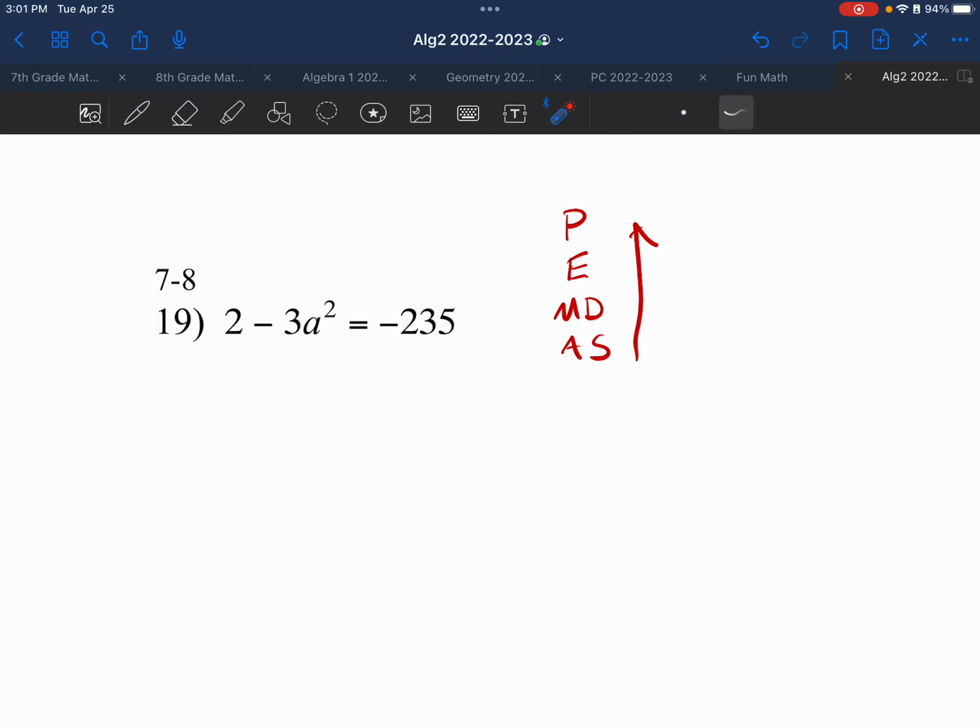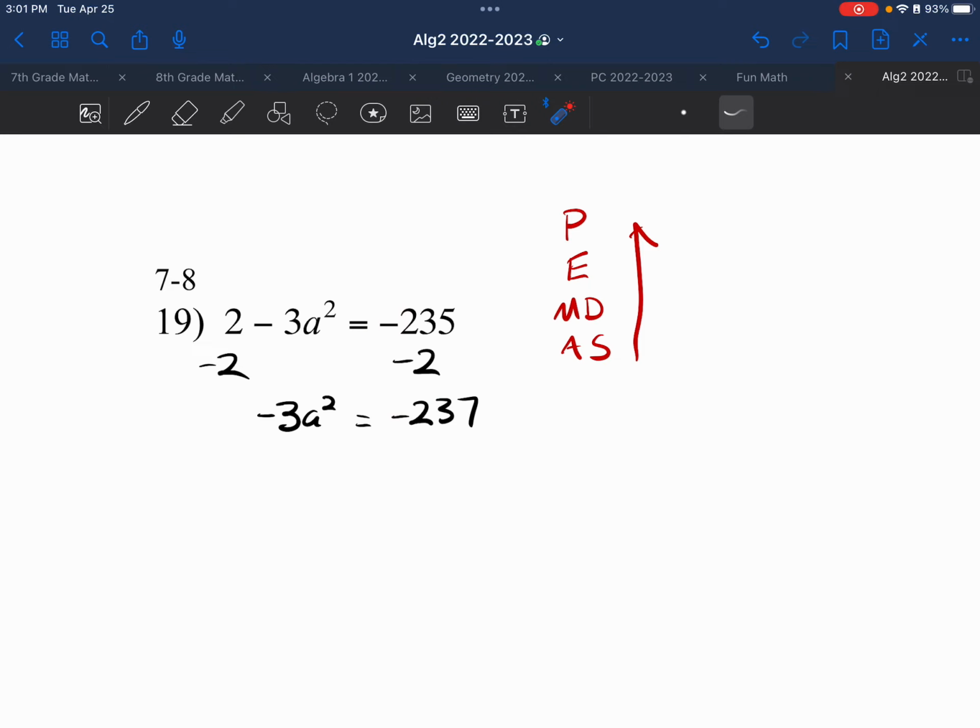Do we see anything that we can undo using addition and subtraction? If I use subtraction, I can undo the 2 because I can do minus 2 on both sides of the equal sign, and that'll give me a negative 3a squared is equal to a negative 237. And again, these are the same sign, therefore you kind of added the 2 and the 5 to get a 7. Taking the sign larger always, and it's going to be a negative.